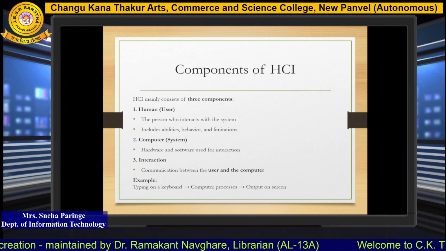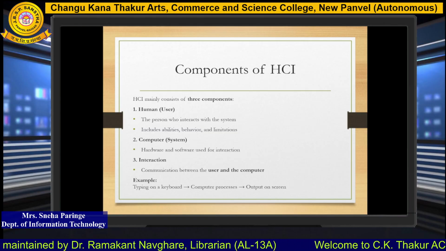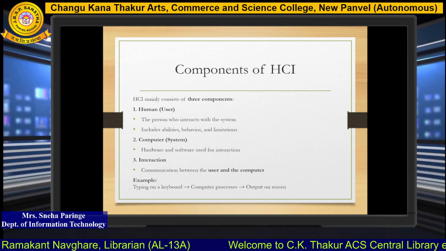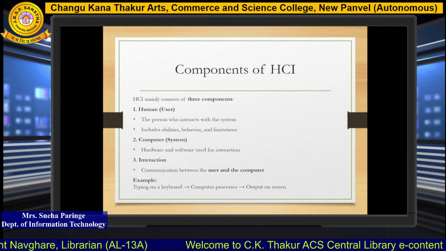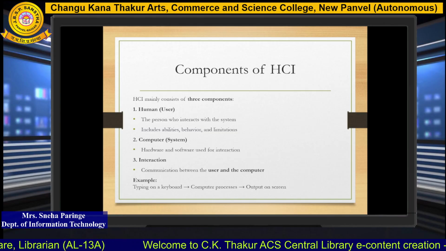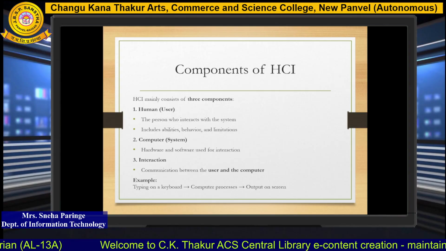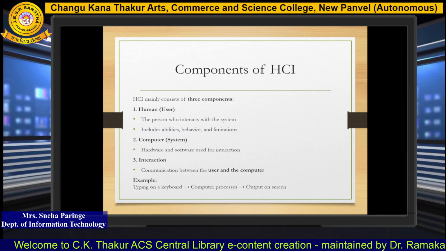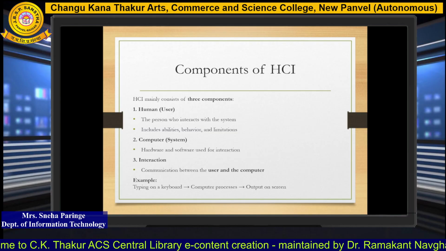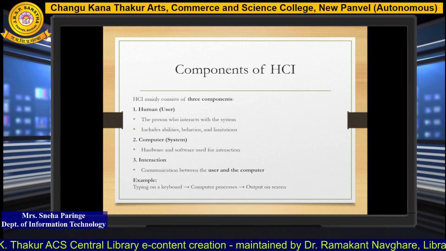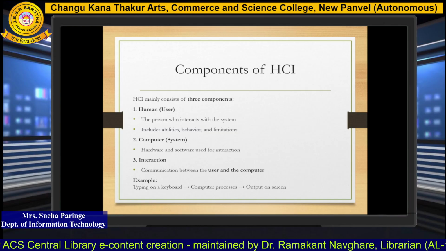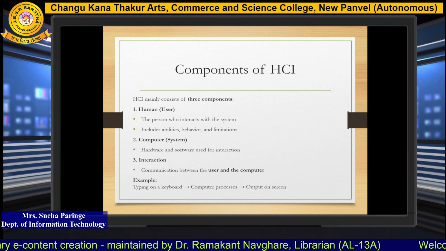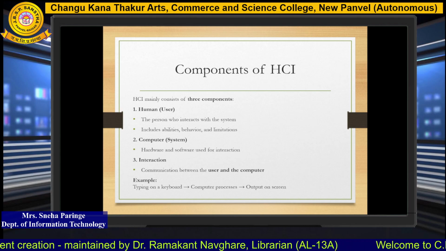Now we will see what are the components of human computer interaction. There are basically three components as the name suggests. The first one is a human, that is the user who is going to interact with the system. The person who interacts with the system includes the abilities, behavior, and the limitations. The person can have different types of abilities and interest. It has a different kind of behavior. According to that, the system can be interacted with, and there can be limitations as well.